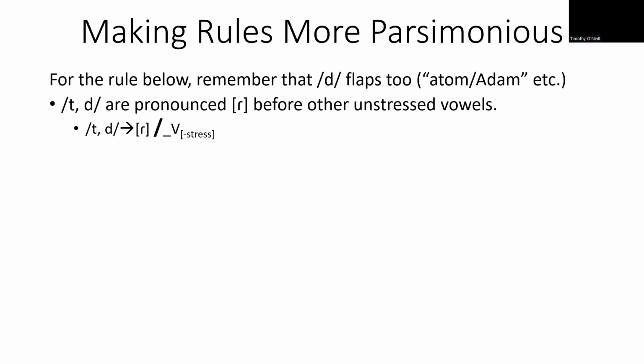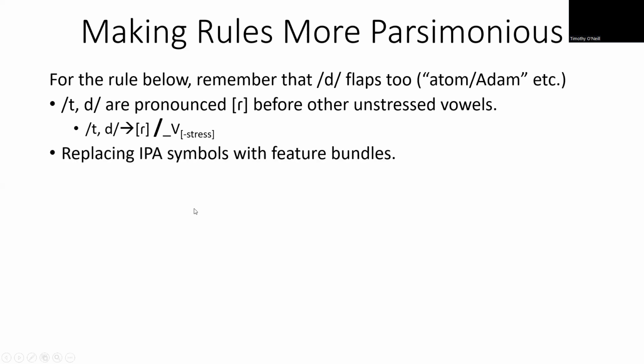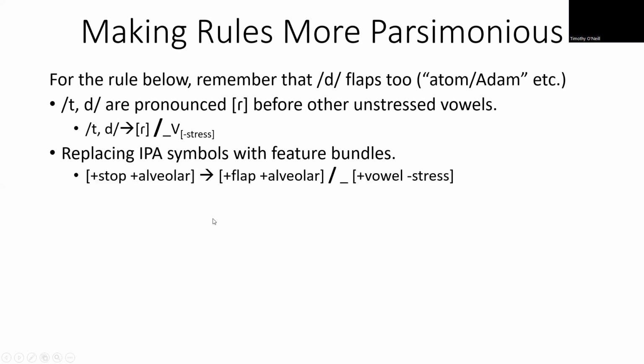So for this one, when you talk about flaps, just remember that D also flaps. D does not become a glottal stop. D flaps in that position. So we're just going to look at both of the alveolar stops here. So T and D are pronounced as a flap before other unstressed vowels. So we want to get rid of those IPA symbols. You can use some IPA symbols on some steps of your fourth hour four, but you don't want to use them the whole time. And by the end, you're going to get rid of them, as you can see.